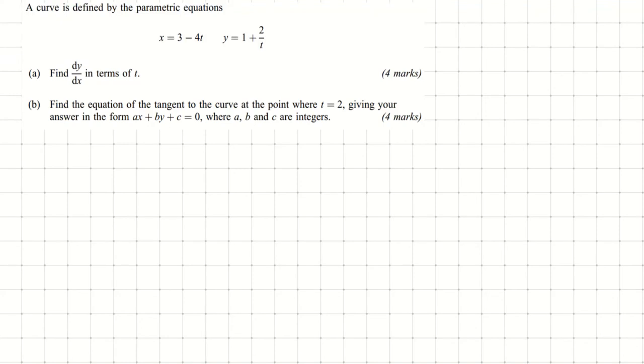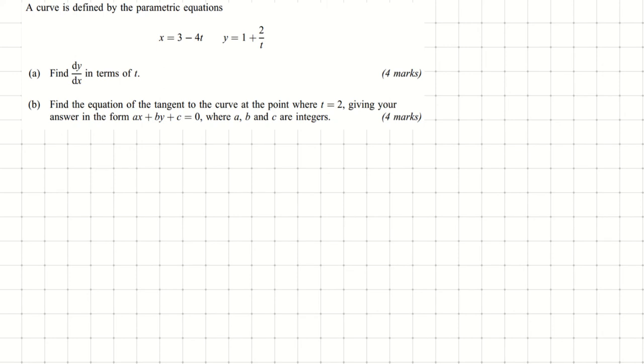In this video we're going to look at an exam question that involves differentiation with parametric equations. Here we go. A curve is defined by the parametric equations x equals 3 minus 4t, y equals 1 plus 2 over t. And the first part, find dy by dx in terms of t.